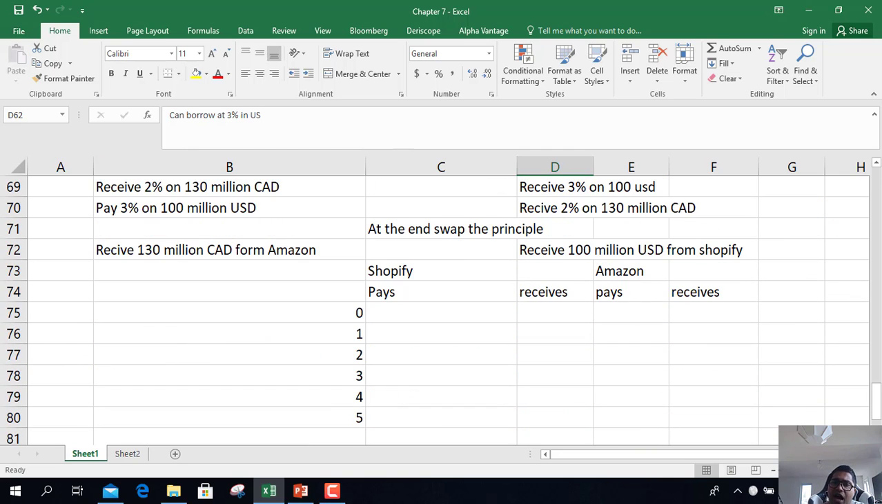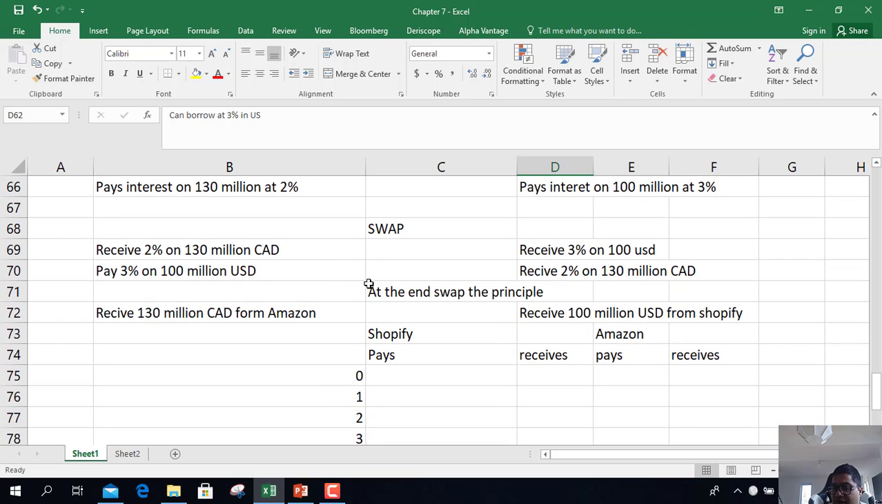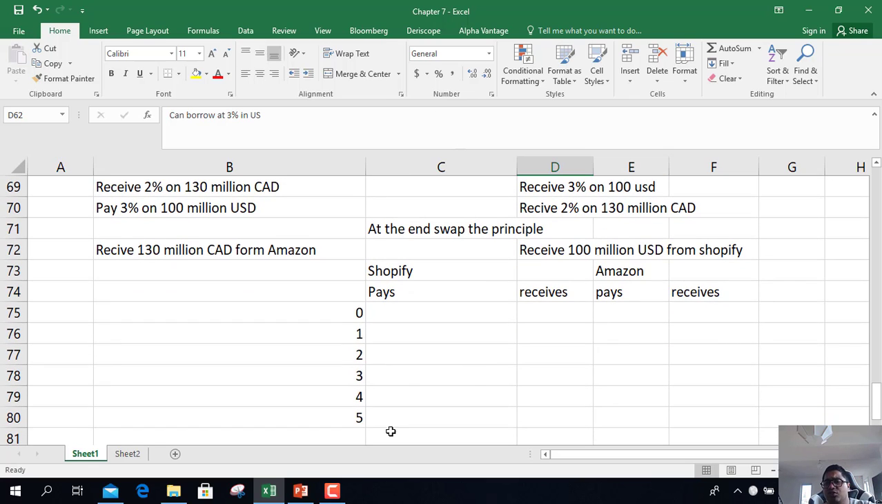Let's see how this flow would work for Shopify and for Amazon across 5 years. Assume it is a 5-year swap. Let's do it for Shopify and for Amazon so that you understand better.